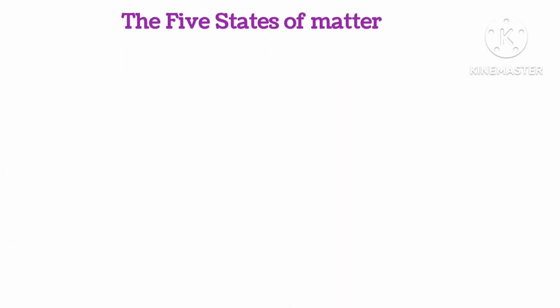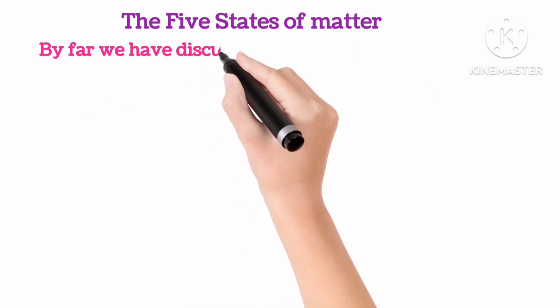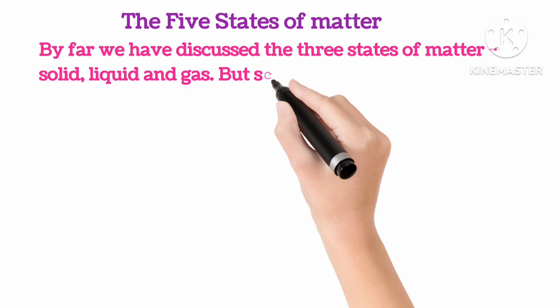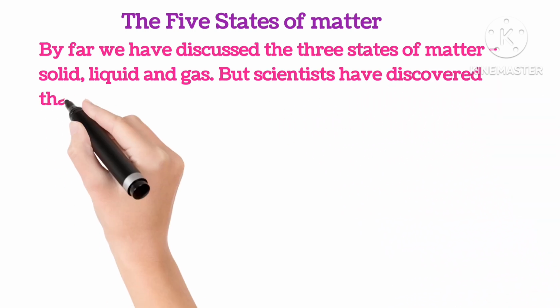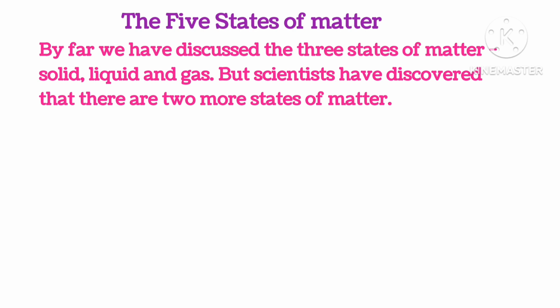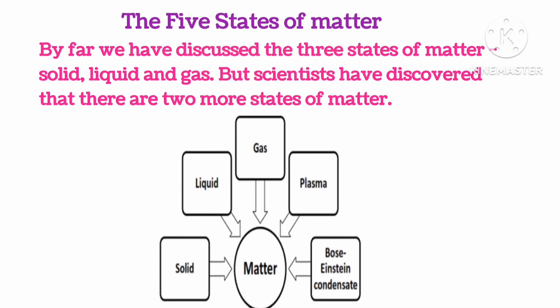The 5 states of matter. By far, we have discussed that there are 3 states of matter: solid, liquid, and gases, but scientists also discovered that there are 2 more states of matter. These are: the 4th state is plasma, and the 5th state is Bose-Einstein condensate.